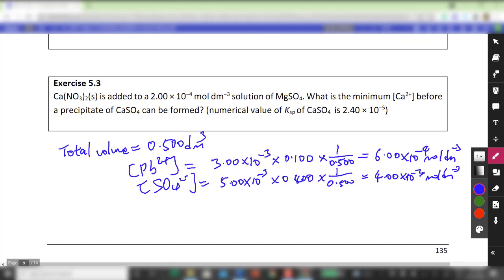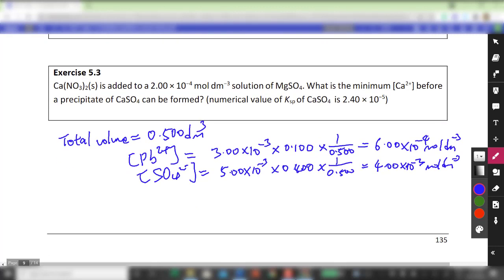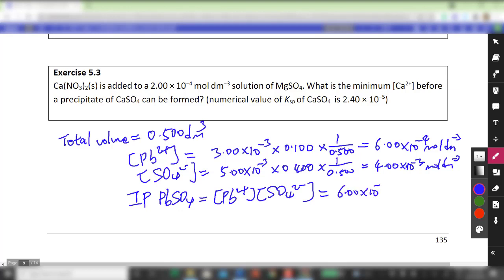Okay, then from here, I will attempt to calculate the ionic product. So the ionic product of lead sulfate will then be equal to the concentration of Pb2+ at that point in time multiplied by the concentration of sulfate, and this will be 6.00 times 10 to the power minus 4 multiplied by 4.00 times 10 to the power minus 3. And then you notice that when you punch your calculator, you're going to get 2.40 times 10 to the power minus 6 mol² dm⁻⁶.